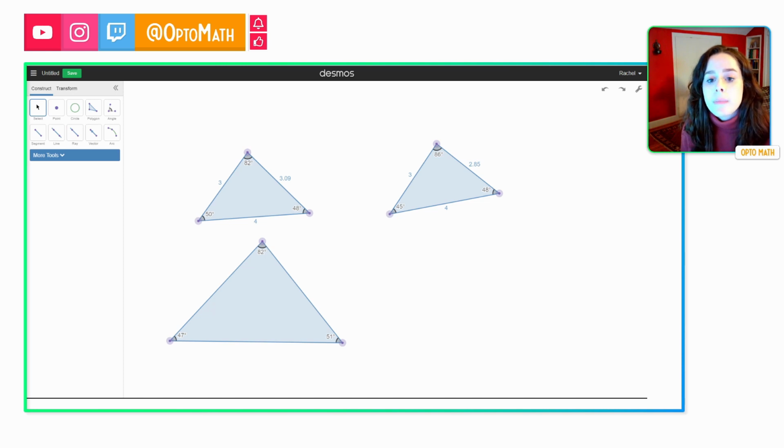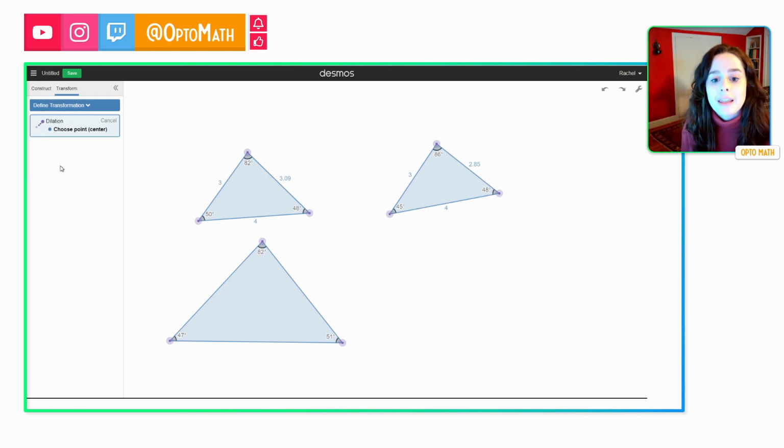So let me show you what I mean by that. A dilation is a different type of transformation. So we're going to go to Transform, Define Transform, and we're going to click on Dilation. So we want to choose a point or a center that we want to dilate about, and I'm just going to choose a point over here. And let's make our triangle be half as big in our side lengths. So I'm going to put 1/2 for our scale factor.